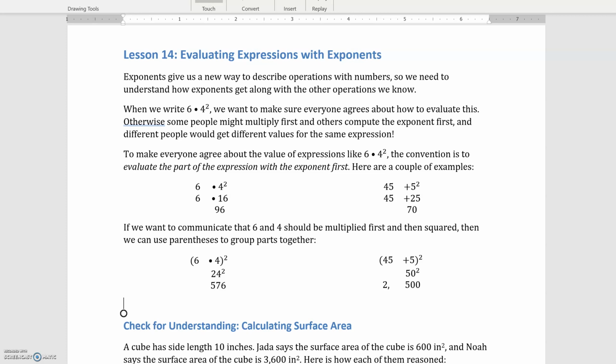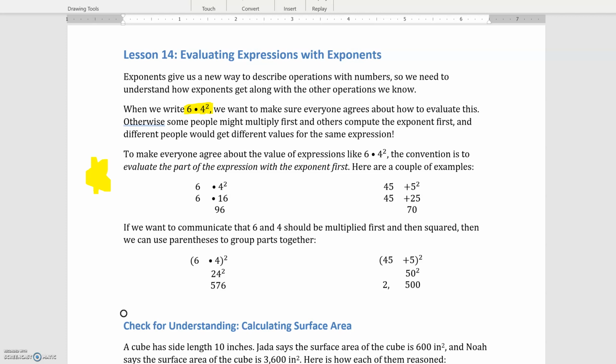When we write 6 times 4 to the second power, we want to make sure everyone agrees about how to evaluate this. Otherwise, some people might multiply first and others compute the exponent first, and different people would get different values for the same expression. So here's the key point we were going to go over today about the guidelines.